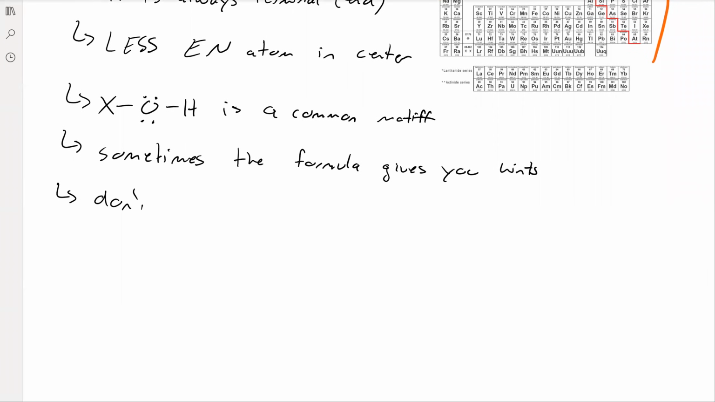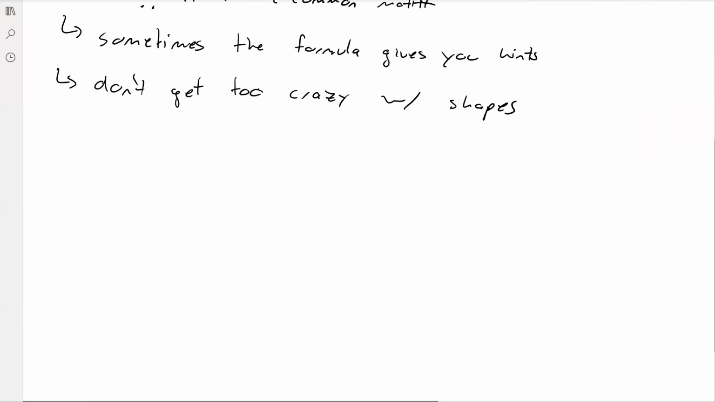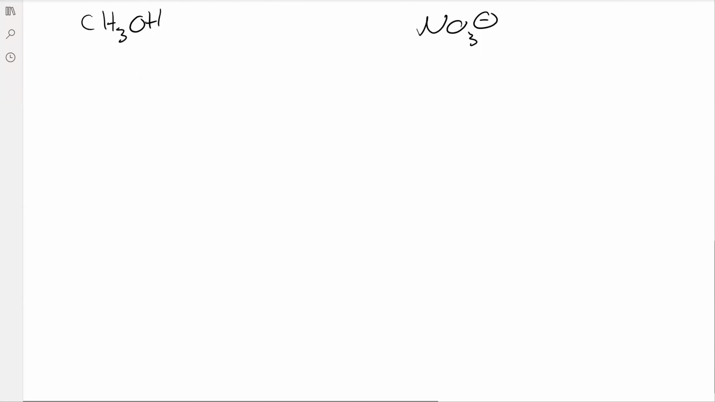And then don't get too crazy with shapes. Don't try to form triangles or these kinds of weird bonding structures. We're going to focus on relatively simple molecules, and even complex molecules follow relatively simple rules. So anyways, let's go ahead. Carbon dioxide, ammonium, same ones we did last time, methanol, nitrate, sulfuric acid, and acetate.